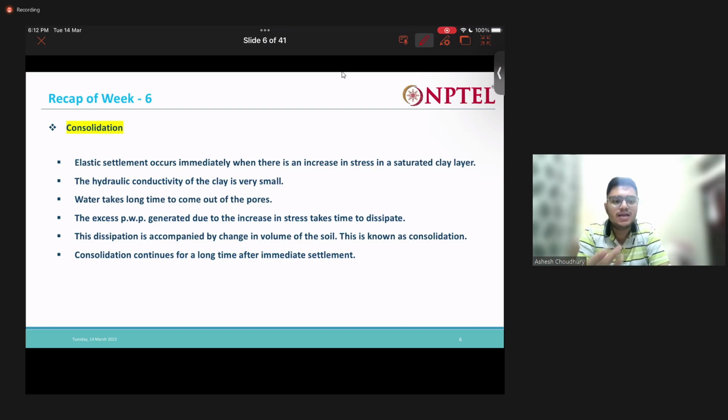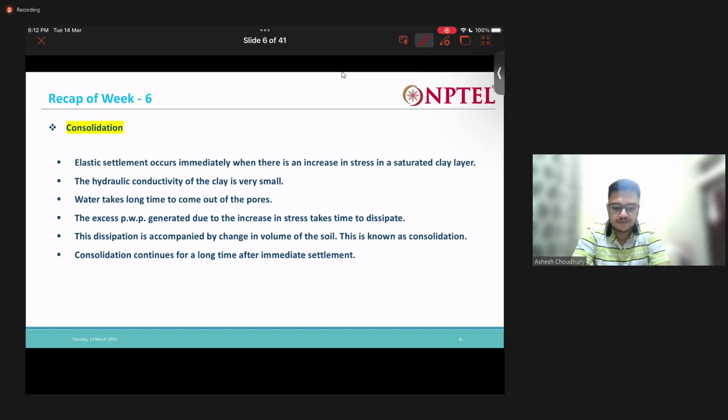Now what happens after the elastic settlement? The soil is completely saturated. Remember that this consolidation phenomenon is defined only for the saturated condition. The definition of consolidation is valid for a saturated soil. The soil should be completely saturated.